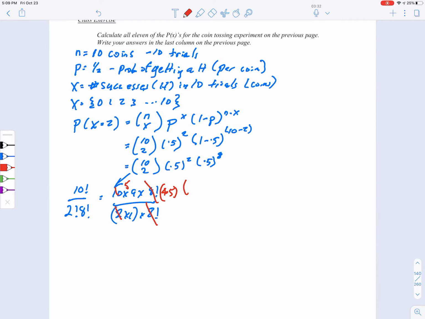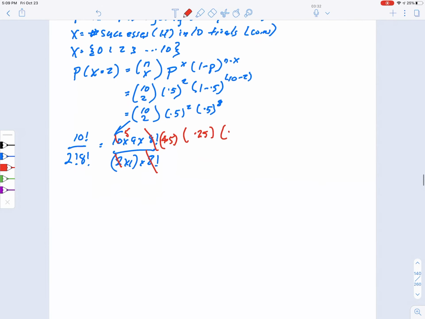And then 0.5 squared is going to be 0.25. And then 0.5 to the 8th power is 0.0039063.